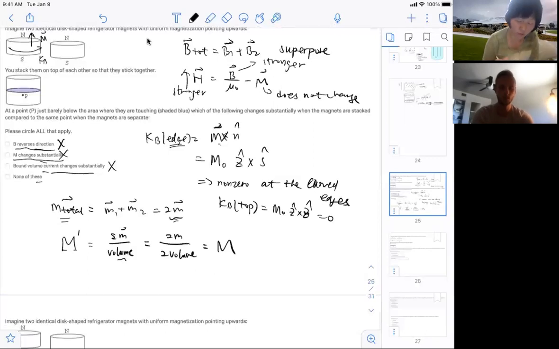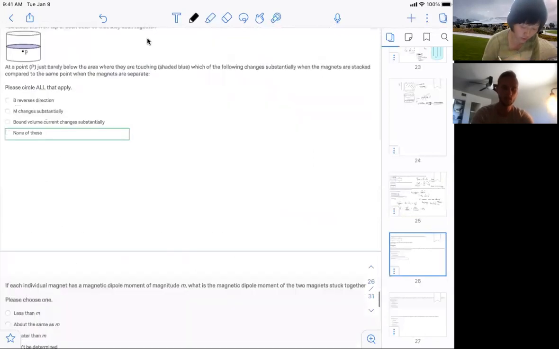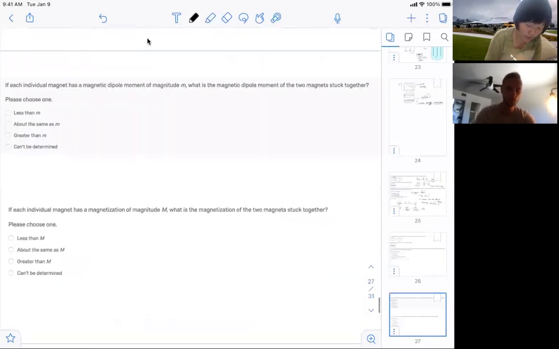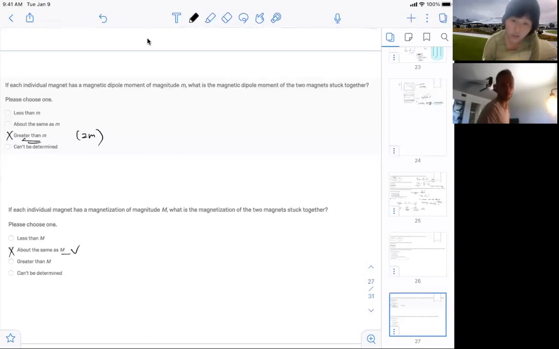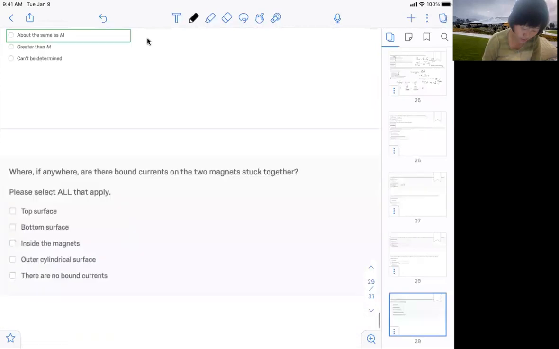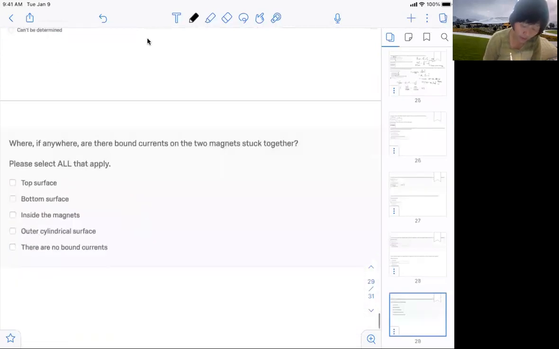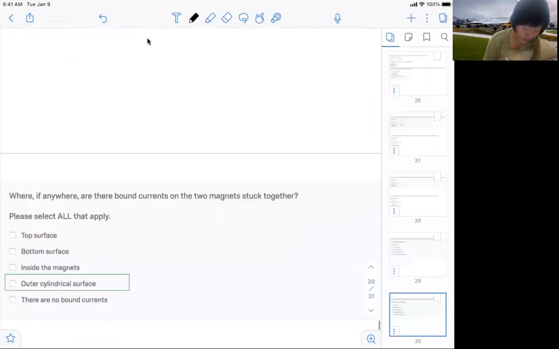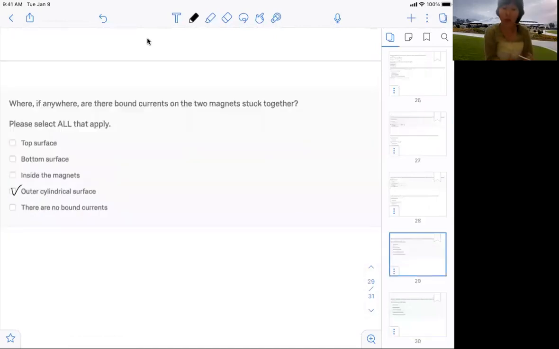Okay, so if it did ask you about those questions, you know which one to pick. So this one is none of these, because those are all wrong. The dipole moment m doubles, so it's greater, and magnetization remains a constant, right? Are there any bound currents when they're stacked together? Yes, there are bound currents, which are only on the cylindrical surface on the side. This one, right? As we showed.